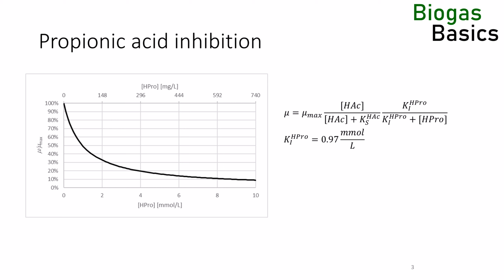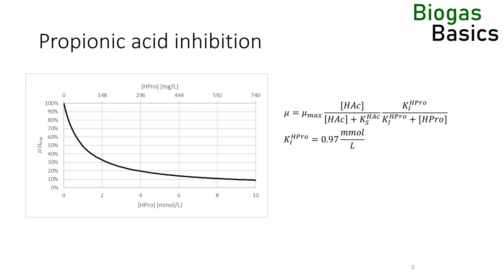The inhibition kinetic can be described with a non-competitive inhibition approach. We multiply a factor Ki divided by Ki plus the concentration of the undissociated propionic acid to the Monod kinetic. When the propionic acid concentration is 0, the term is 1 and no inhibition occurs. The inhibition constant Ki is 0.97 millimole per liter. At this concentration, the growth rate has slowed down to 50%. At 4 millimole per liter, or roughly 300 milligram per liter, the growth rate is roughly 20% of the uninhibited growth rate. The concentration here is for the undissociated propionic acid.